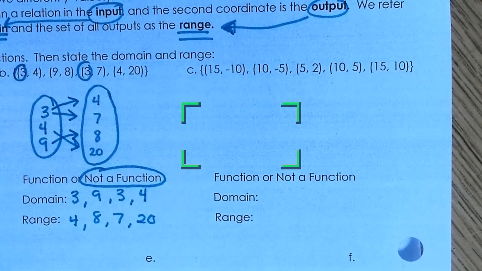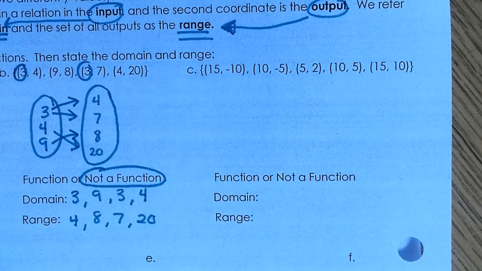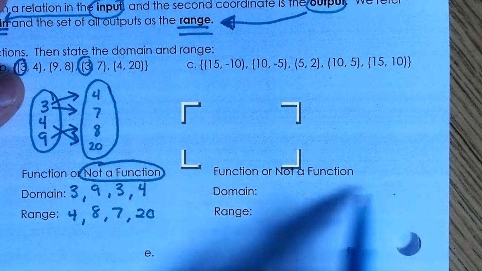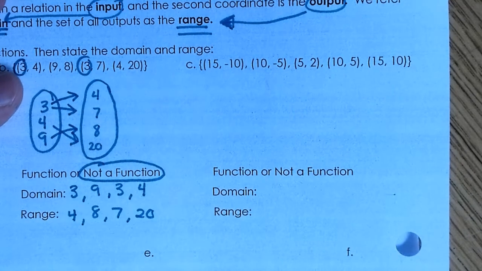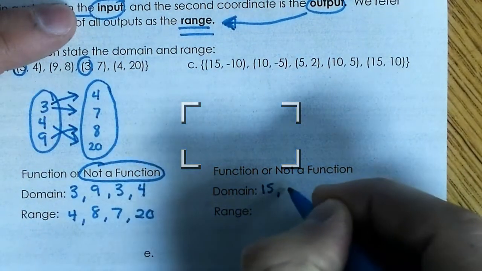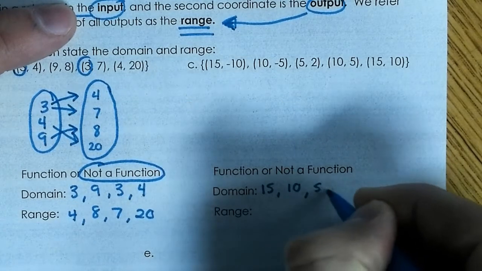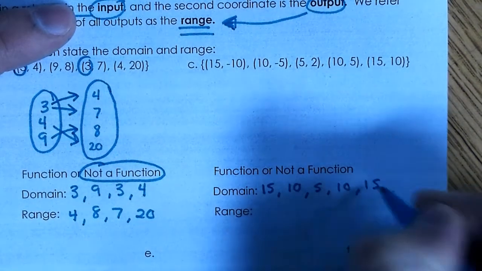All right, for C, take a look at it. Who off the top of their head can tell me if this is a function or not, just by looking at it? Can anybody tell? You say it's not a function. Markel, what do you think? It's not a function? Why not? Because it has the same numbers? You're not far off. Let's make it a little bit easier. Let's write our domains down. What are our domains here? 15, 10, 5, 10, and 15, right?